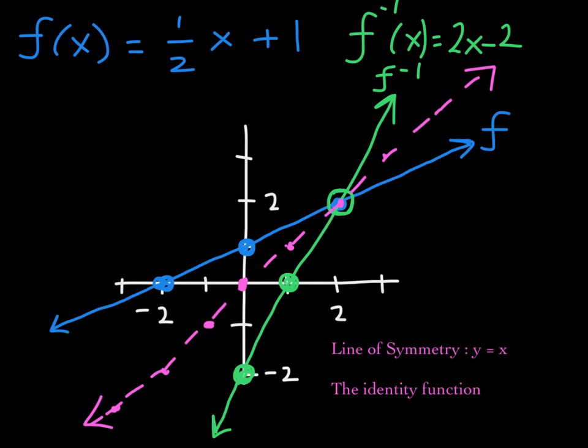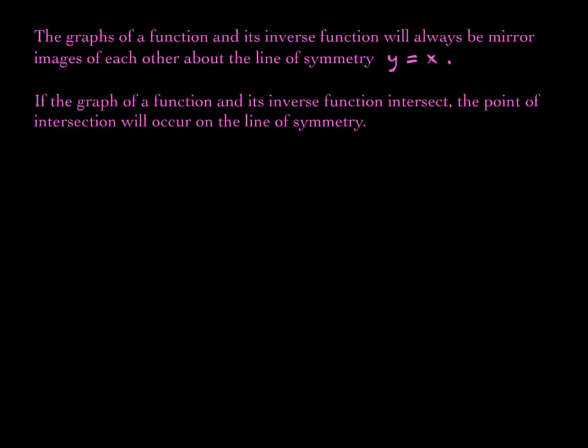Let's add some of these statements to our notes. Okay, so add this to your notes, please. The graphs of a function and its inverse function will always be mirrored images of each other about the line of symmetry. Okay? And then if the graph, that's a key word, if the graph of a function and its inverse function intersect, then the point of intersection will occur on that line of symmetry.